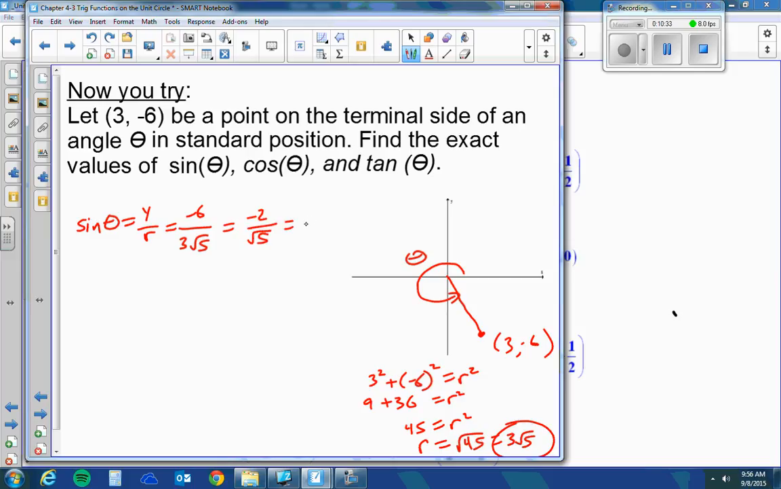What's the final answer? Good. Because you need to multiply top and bottom by square root of 5. And this is the result. Square root of 5 times square root of 5 is 5. And the numerator ends up like that. And we do cosine, x over r. X is 3. R is still 3 radical 5. This is a little easier. You get 1 over square root of 5, which is square root of 5 over 5.